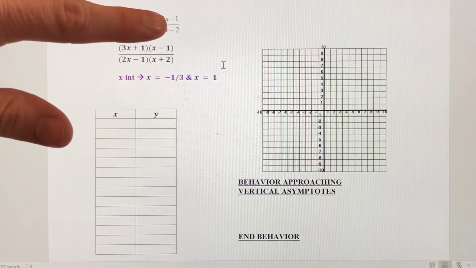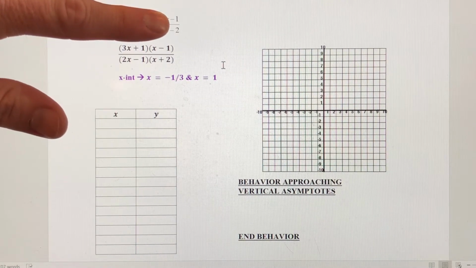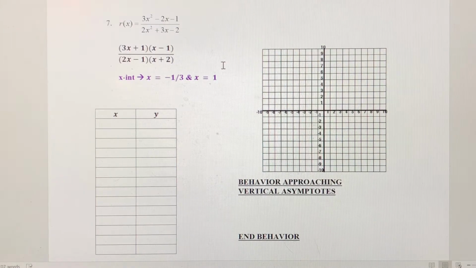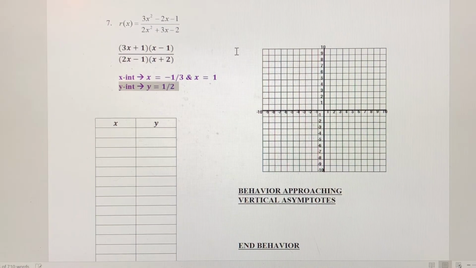Finding the y-intercept, we want to go back to our original function. All these terms are going to cancel out. So it leaves us with negative 1 over negative 2, which simplifies to positive 1/2. Remember, in a function, you can only have at most one y-intercept, so we shouldn't have any more than just this one.